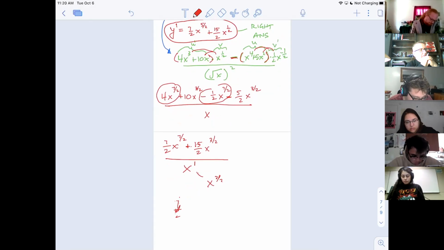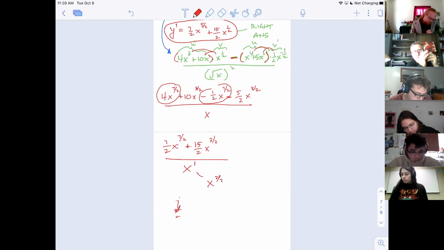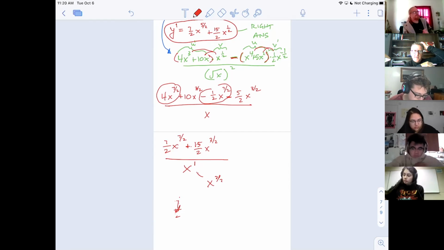Do you see that it's the same? It actually is the same answer. So I'm going to end up with 7. I'll fix this after I charge the pen before I post it. But can you see that it is going to be 7 halves x to the 5 halves and then 15 halves x to the 1 half? And so indeed it is going to be the same.